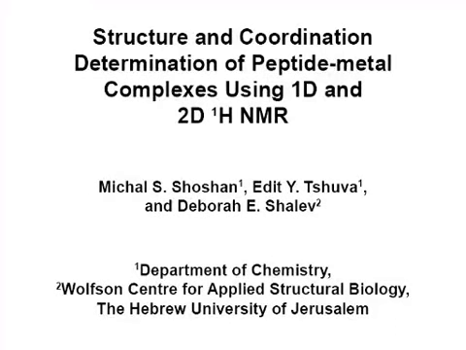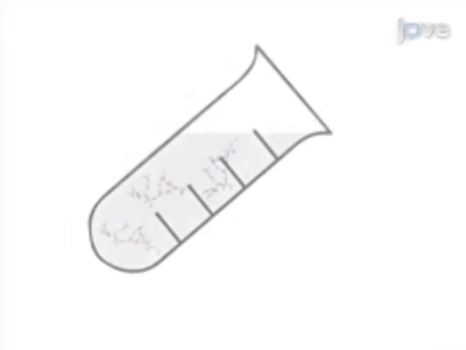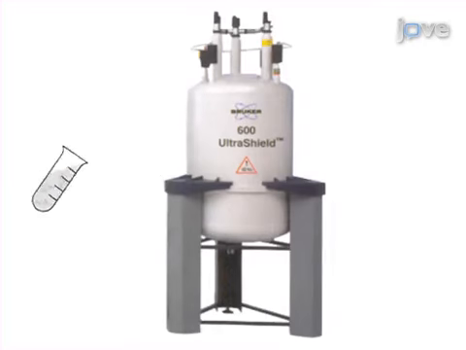The overall goal of this procedure is to determine the structure of a metallochaperone protein mimetic peptide complexed with copper. This is accomplished by first preparing the sample in an oxygen-free environment.